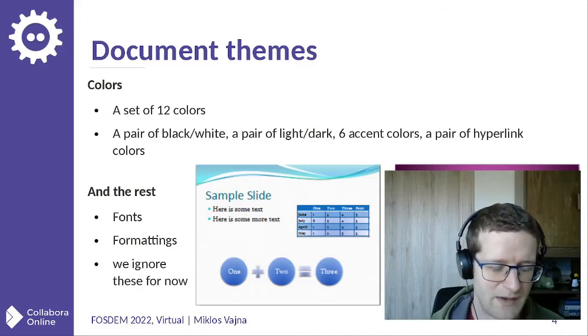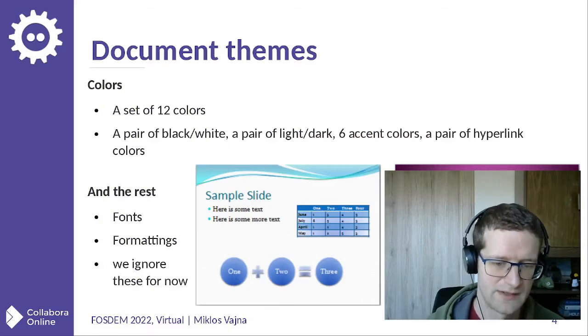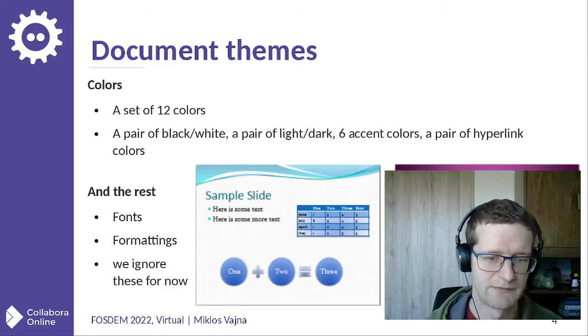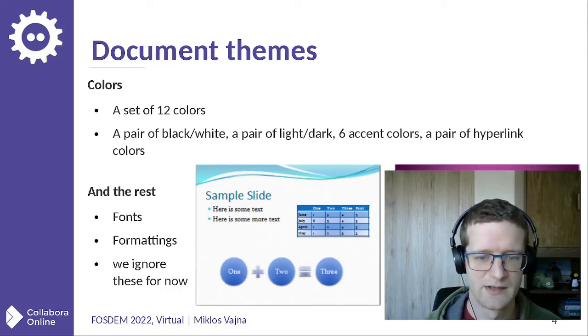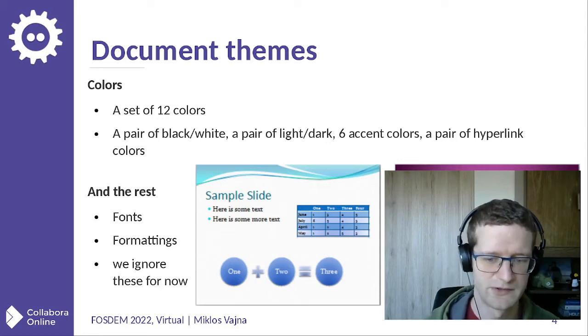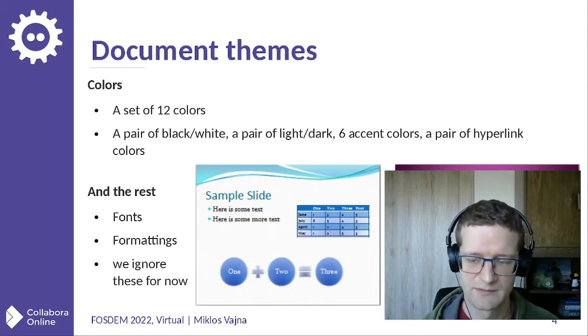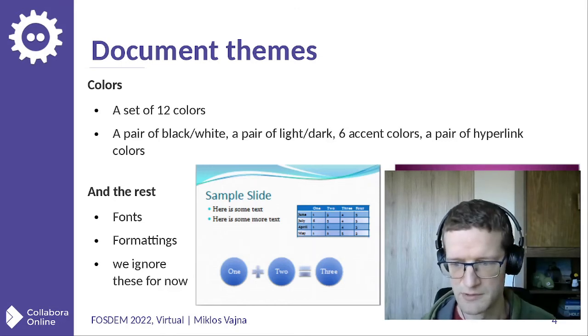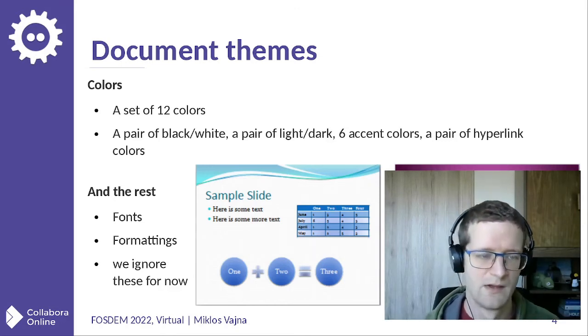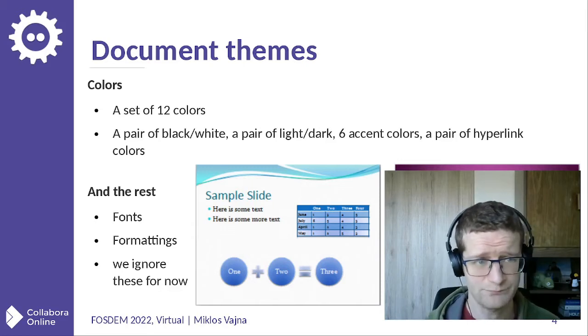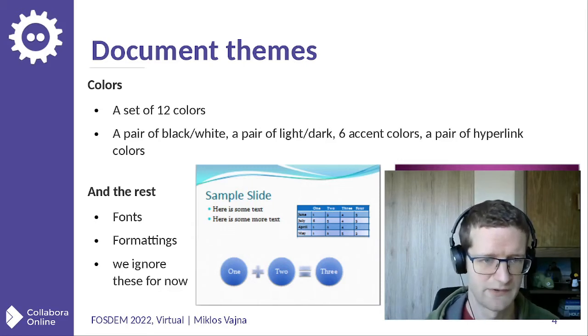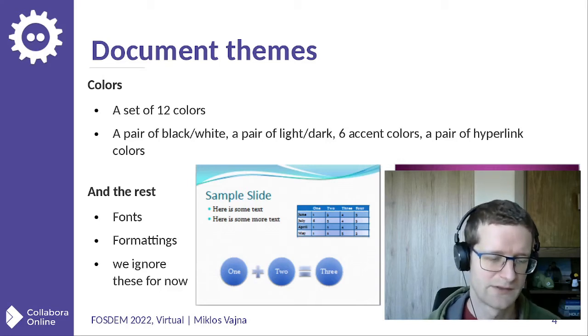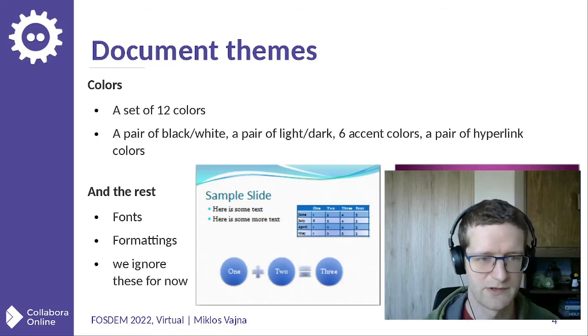Document themes are meant to allow something like creating a presentation, a slide, which looks like the figure on the left-hand side, bluish colors, and then with a single click you should be able to switch to a different document theme, and then you get this more purple-like color on the right-hand side. So what it contains is a set of colors. This is a fixed set of 12 colors, and it also contains fonts and formattings, but we ignore these things for now, just to have some reasonable scope for this one.